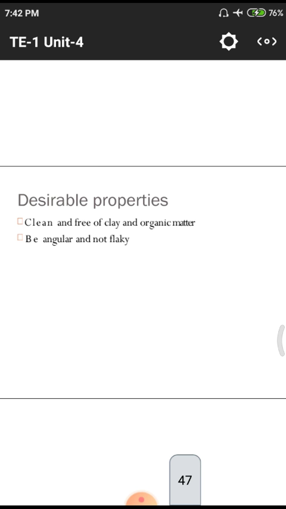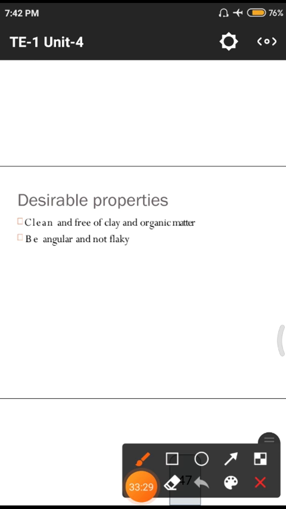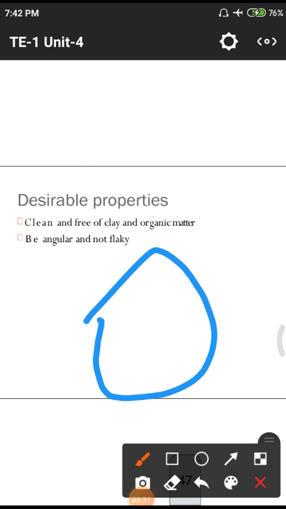Next one, be angular and not flaky. Flaky means the L/D ratio is very long. Those kinds of aggregates we call flaky. It means the aggregates must be in angular shape. Why? Because if it is not angular, I will show. Normally we have different sizes of aggregates, and the ends must be in angles.